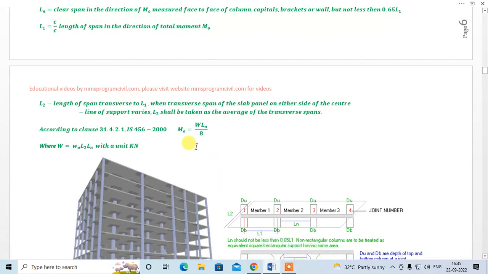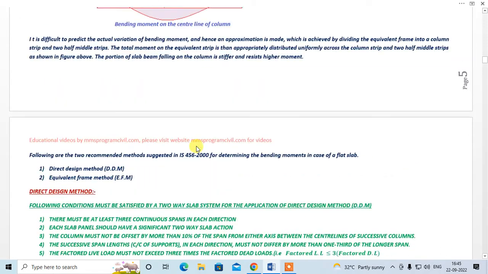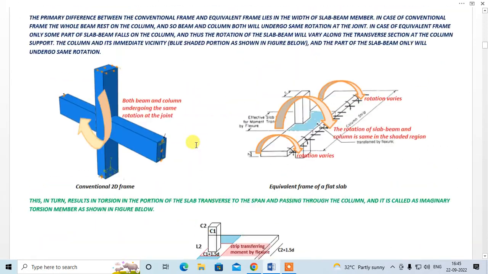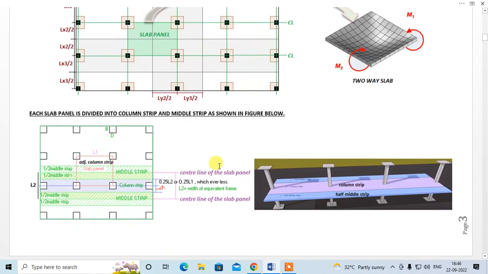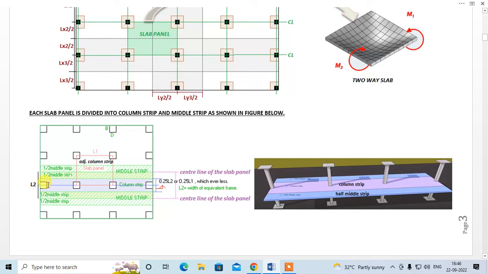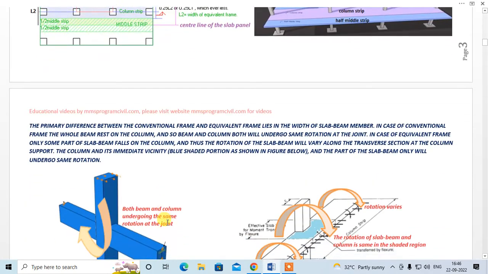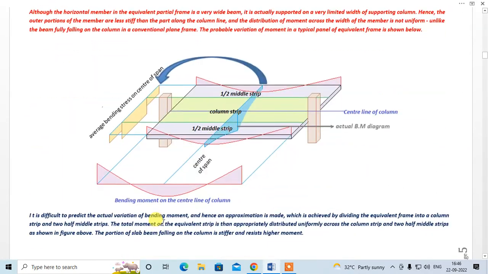Okay. So what does this mean? Let me explain. Say suppose this span is 4 meters and this span is 3 meters. So the spans are different. Then you have to take the average, that is 4 plus 3 divided by 2 is 3.5. So you will take your width of slab beam as 3.5. That is what the code means. Okay, fine. So let's move forward.